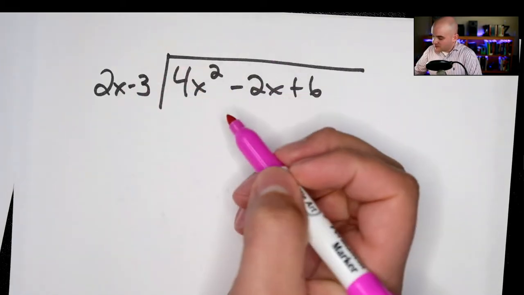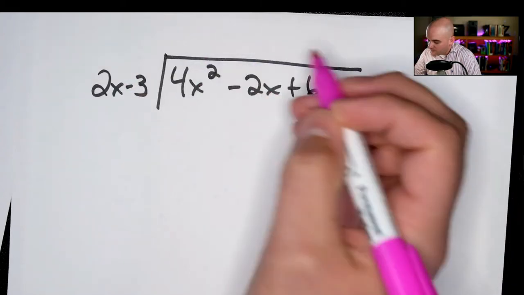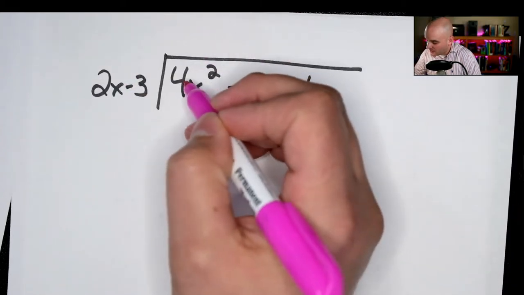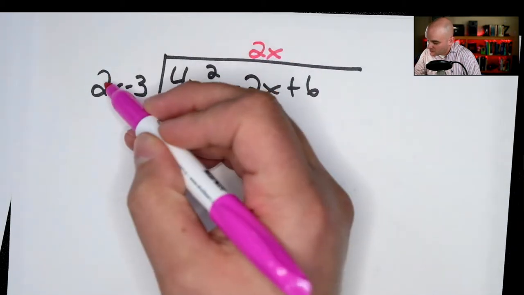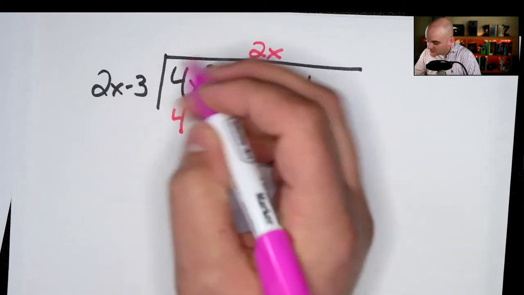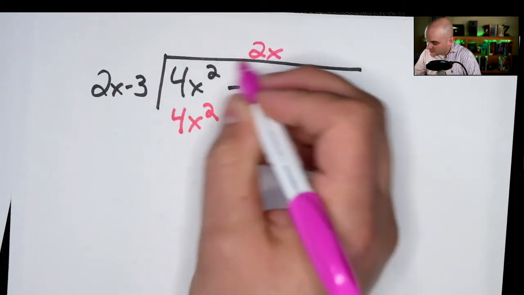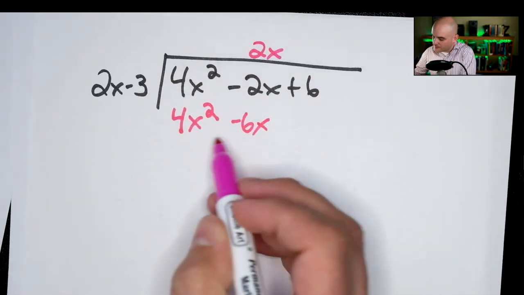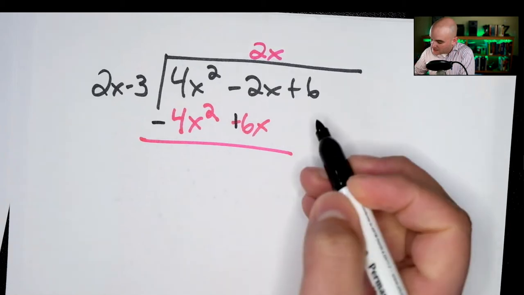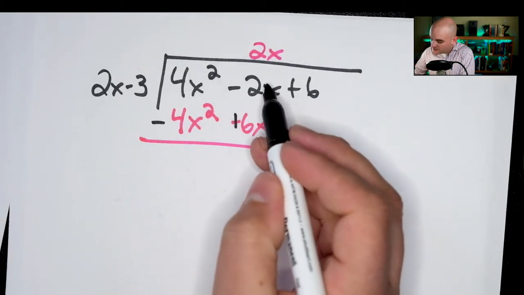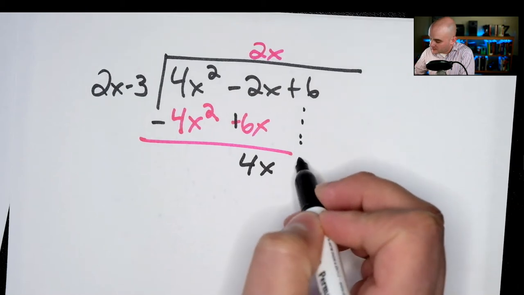All right, so if you've paused it, given it a try, let's do it now together. 2x, that first term there, goes into 4x squared, actually, 2x times. So I'm going to write 2x right here. 2 times 2 is 4, and x times x is x squared. 2 times negative 3 is negative 6, and you're multiplying it by an x as well. I'm going to flip those signs and add, and I get 0 when I add those up. These two added up give me 4x. Bring down that 6.